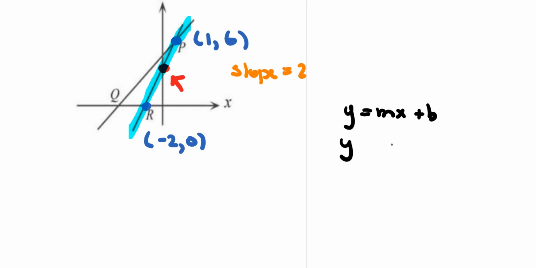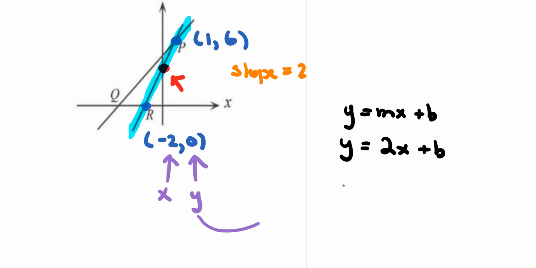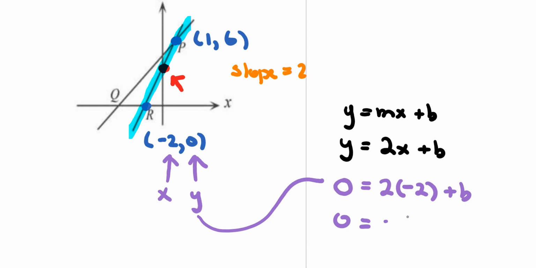I know the slope is 2, so y equals 2x plus b. And then finally, I would just use this coordinate here, negative 2, comma 0 for your x and your y. So if I do that, the y value is 0 equals 2 times negative 2 plus b. 0 equals negative 4 plus b. And that means your y-intercept has a value of 4. Okay, so 4 is your final answer for that particular problem.